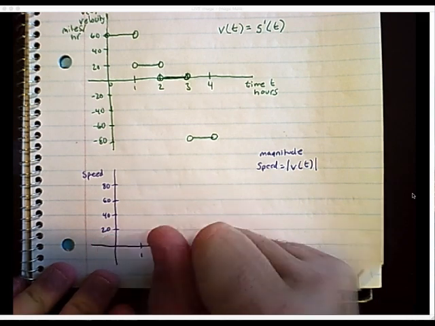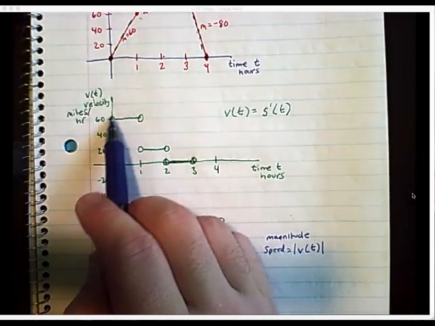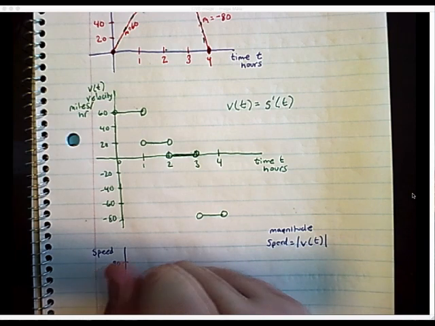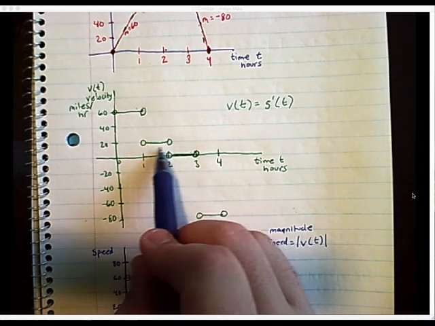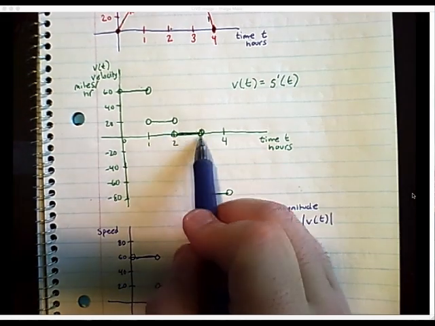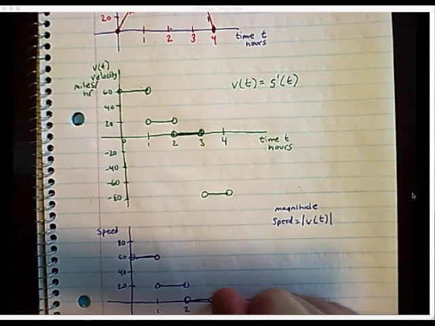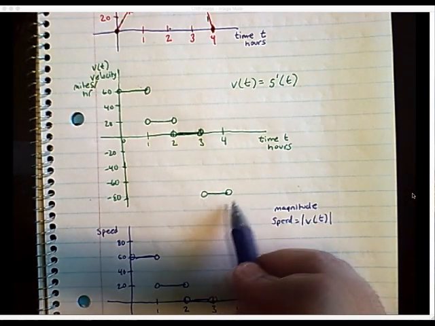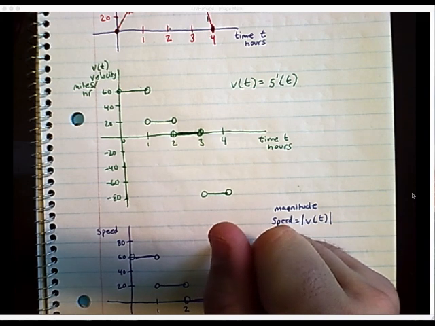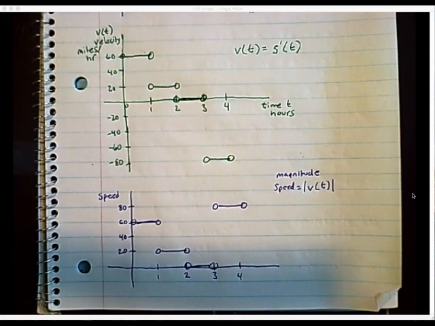All right, so 1, 2, 3, 4. Here, this was 60. What's the absolute value of 60? It's still 60. Here, it's 20. The absolute value of 20 is still 20. Here, it's 0. What's the absolute value of 0? It's still 0. But down here, the velocity is negative 80. What's the absolute value of negative 80? Well, it's positive 80.